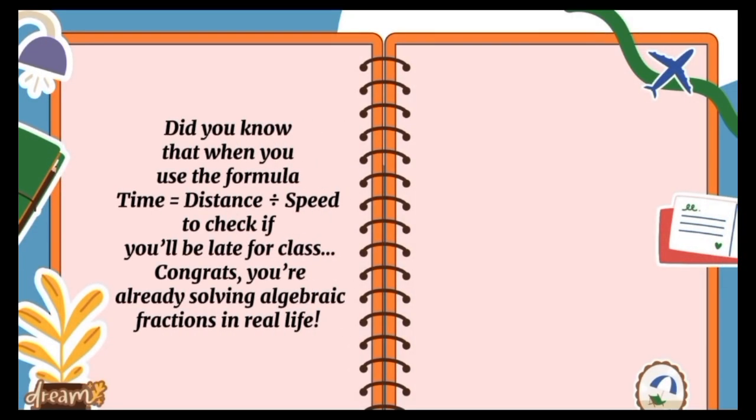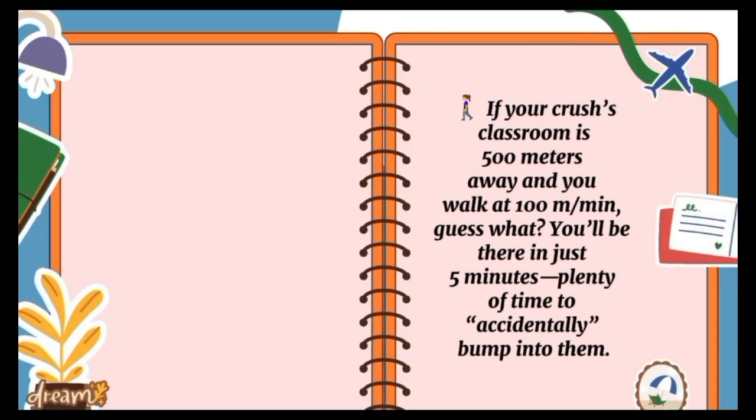Did you know that when you use the formula time is equal to distance divided by speed to check if you'll be late for class? Congrats! You're already solving algebraic fractions in real life. And if your crush's classroom is 500 meters away and you walk at 100 meters per minute, guess what? You will be there in just 5 minutes. Plenty of time to accidentally bump into them.